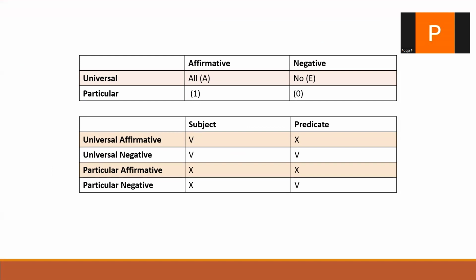So when we talk about universal statements and if they are affirmative, that is if they are positive, then an example is all. So it is represented using A, capital A. And the same universal statement, when it is negative, it is represented using E. Similarly, for particular statements, the representation symbol is I for affirmative, O for negative.